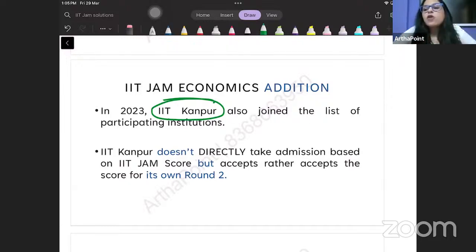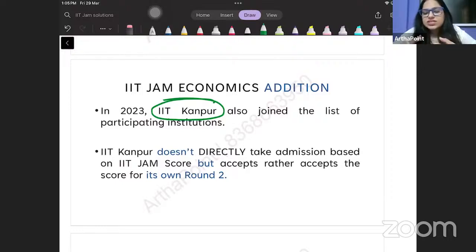In fact, many of our students, many of the Artha Point students are sitting today in IIT Kanpur. They have completed their first year of masters in economics. And my students tell me how beautiful their experience has been in IIT Kanpur. So पिछले ही साल, last year, IIT Kanpur also started taking admission on the basis of your IIT JAM paper.